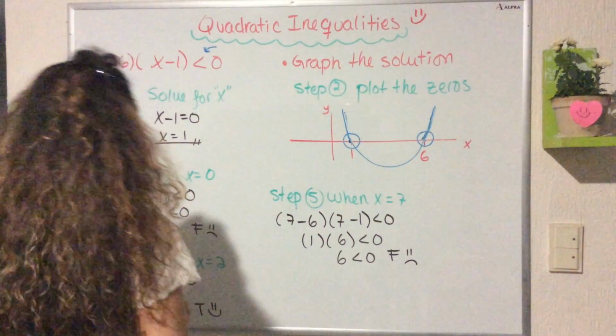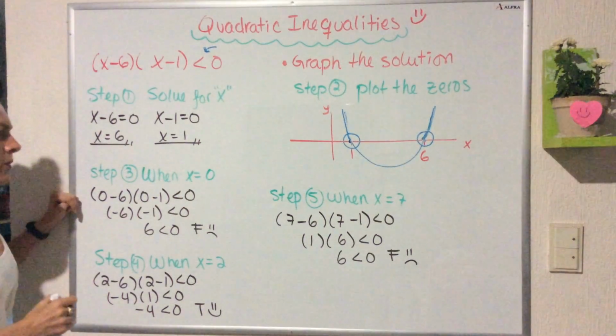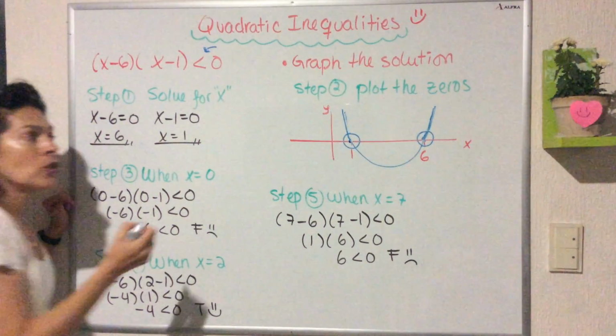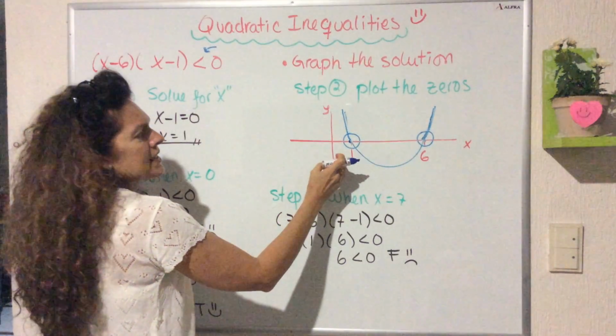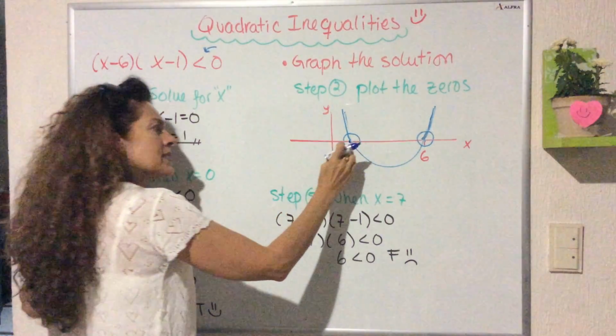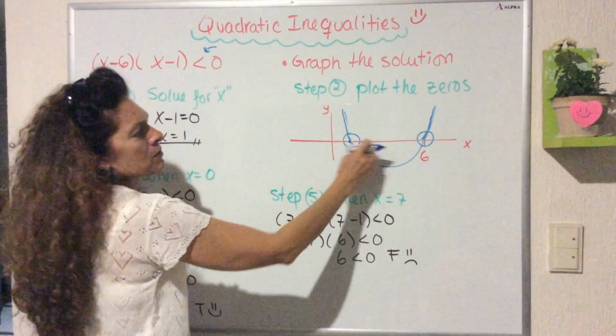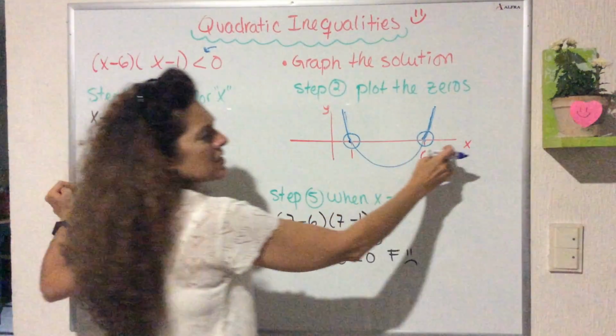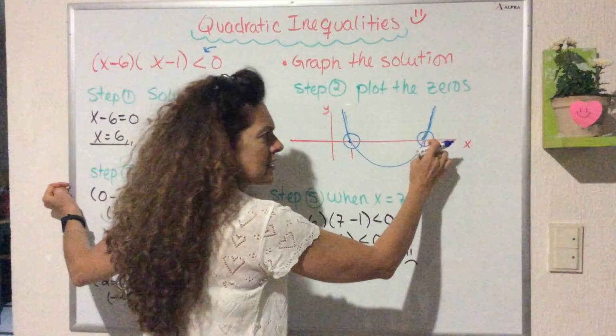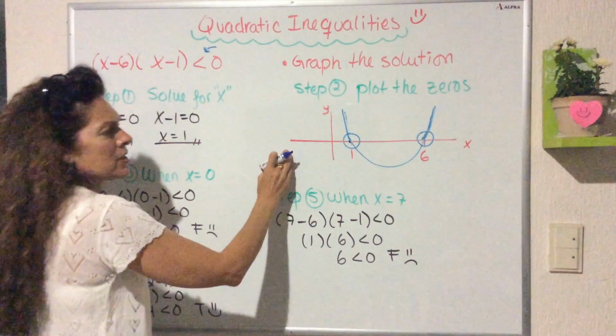Good. Now, let's continue with step 3. Remember that we're going to take one number, or a value, which is less than the smallest root, and then we continue taking another one which is between these two roots, another one which is greater than the greatest root. So we start with this one.